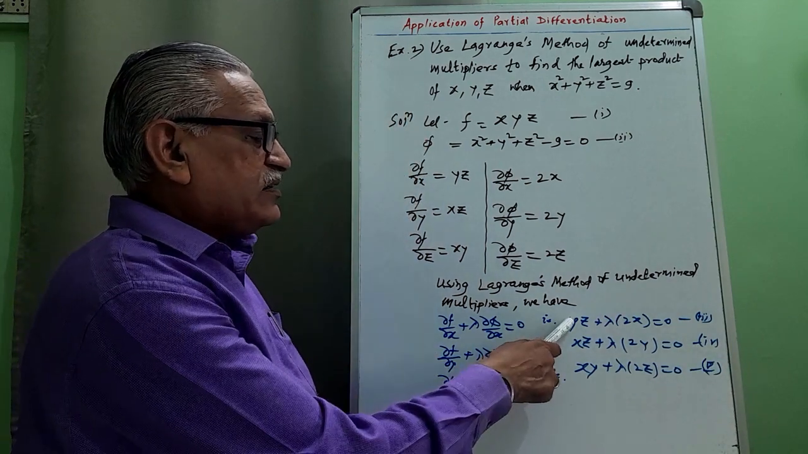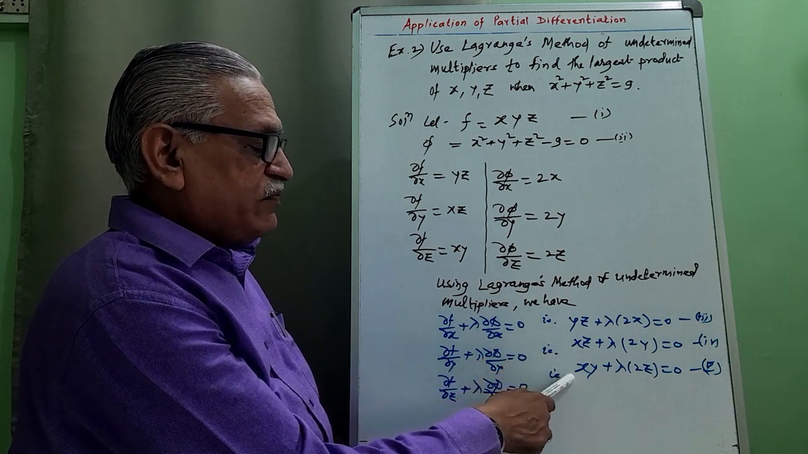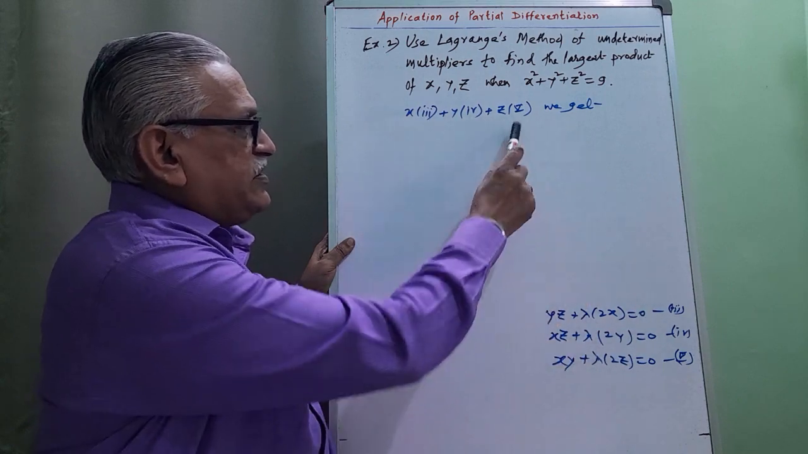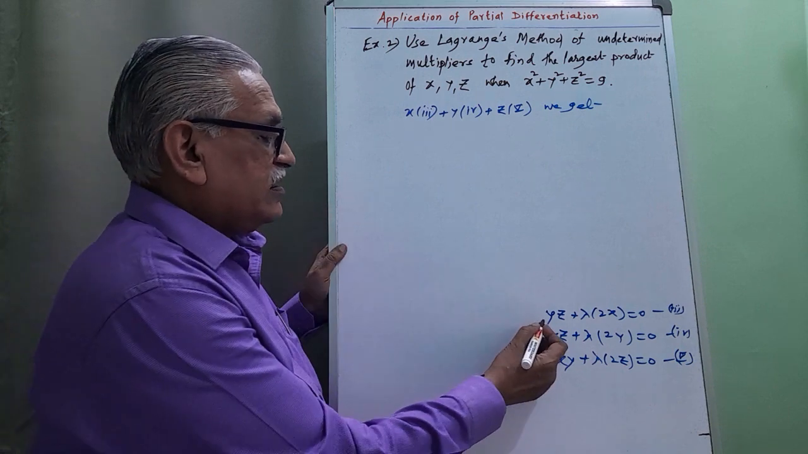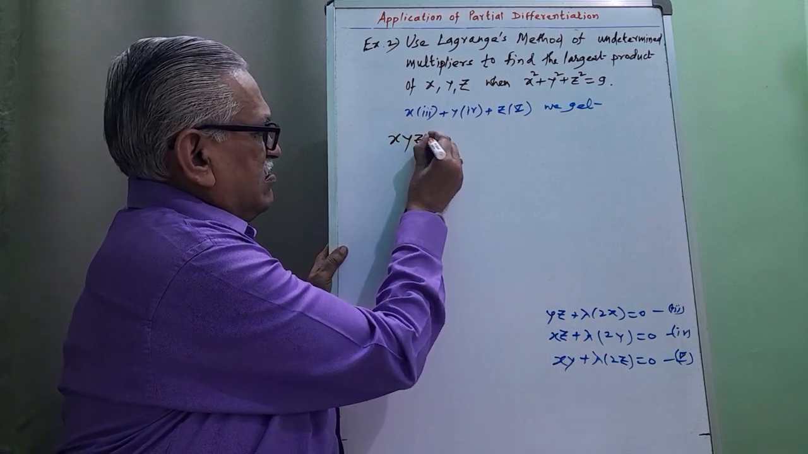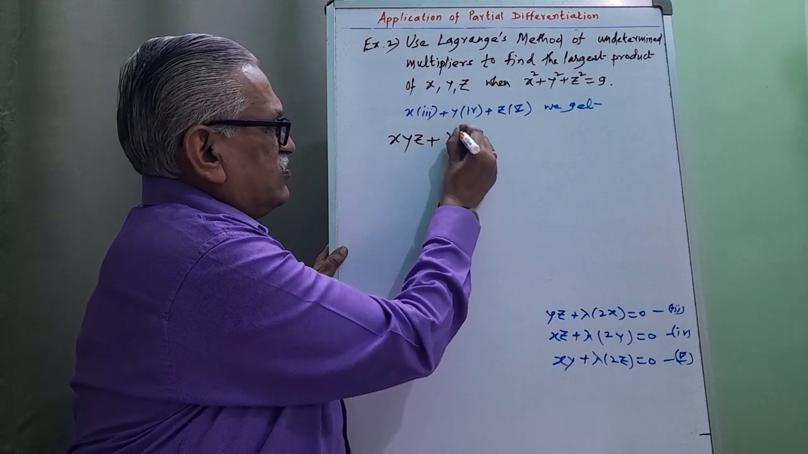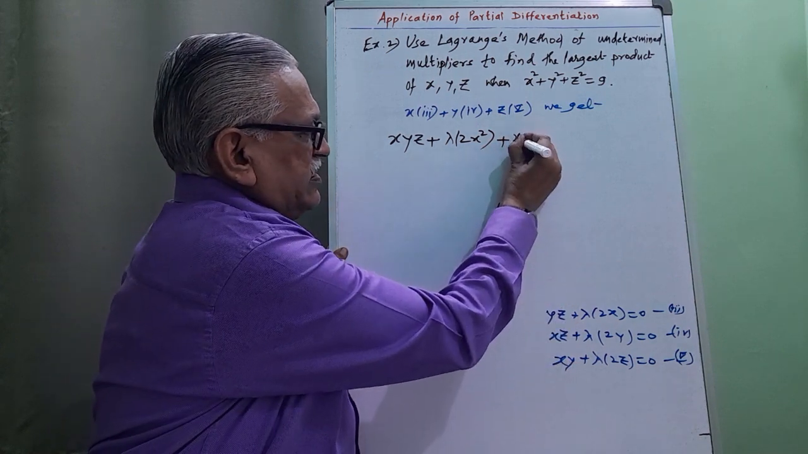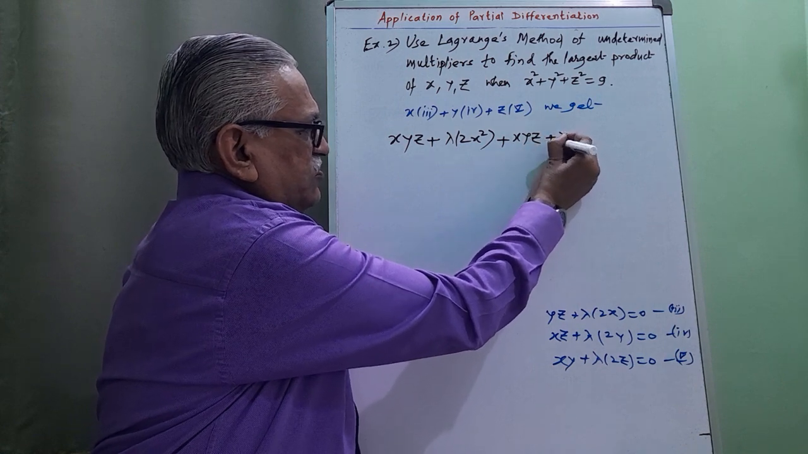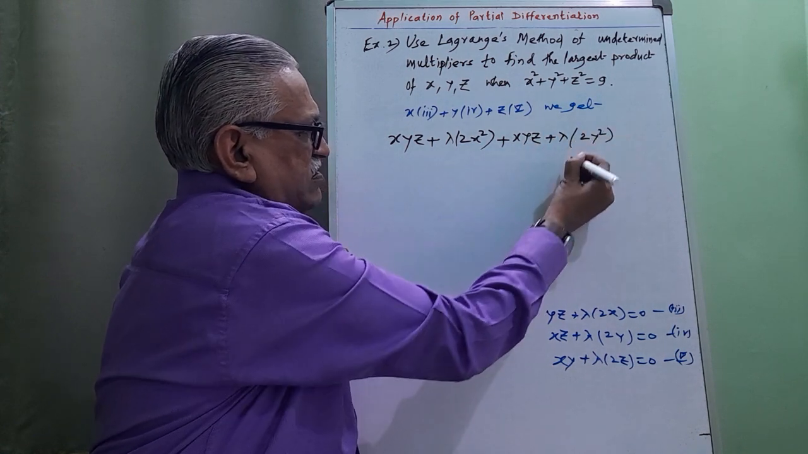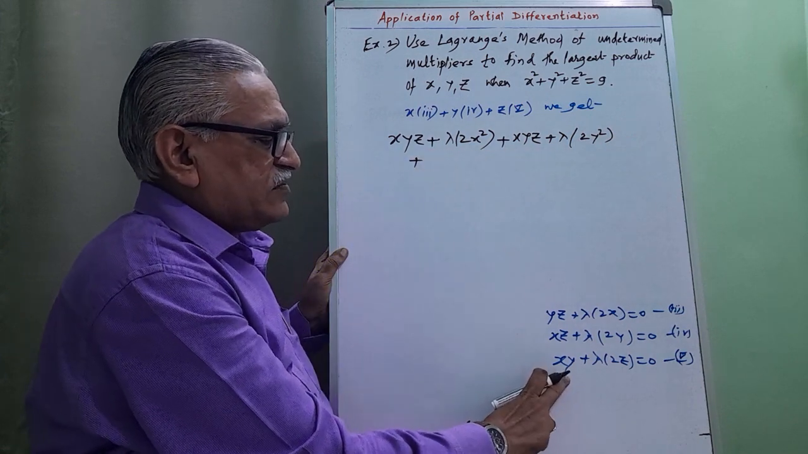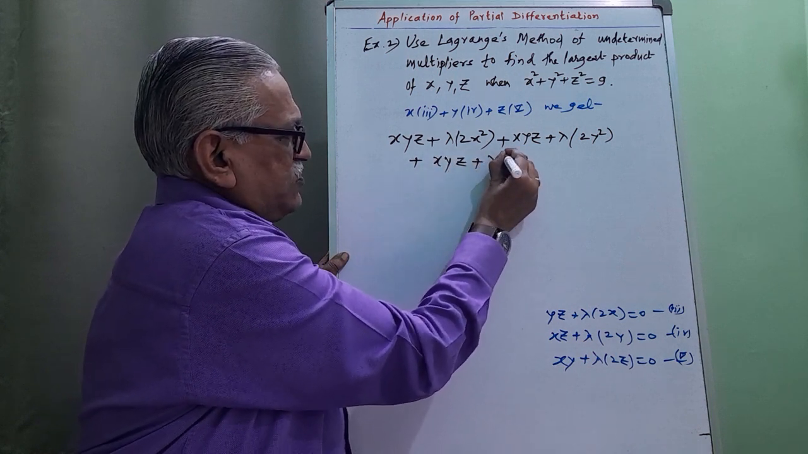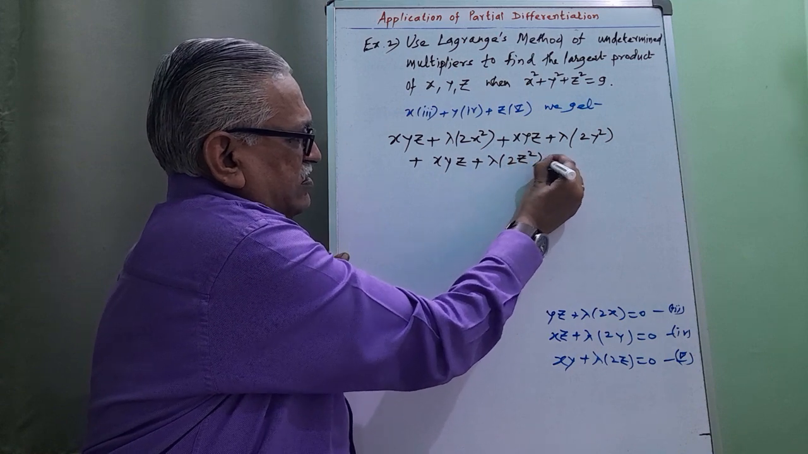Then multiplying 3 by x, 4 by y, and 5 by z, and adding all. Multiplying equation 3 by x, 4th by y, and 5th by z, we get x into yz plus lambda into 2x square, plus multiplying by y, we get xyz once again plus lambda into 2y square, plus multiplying 5th by z, we get xyz plus lambda into 2z square equals 0.